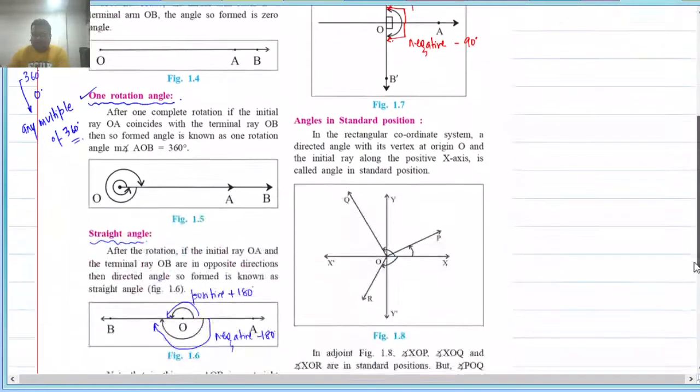Okay. So then you have angles in standard position. Okay. Now rectangular coordinate system. What is rectangular coordinate system? X and y axis. This is positive x, positive y, negative x, negative y. Okay. This is rectangular coordinate system.